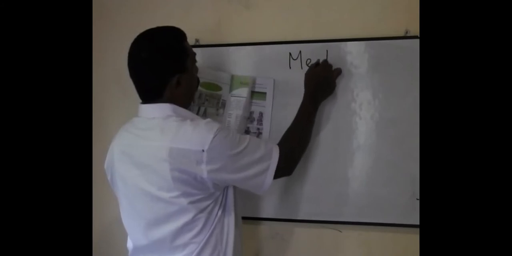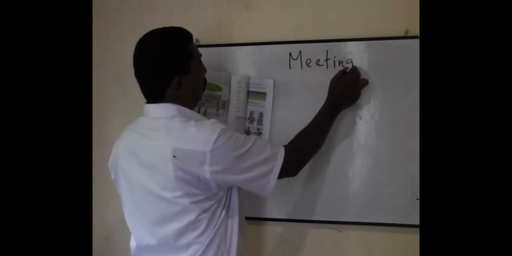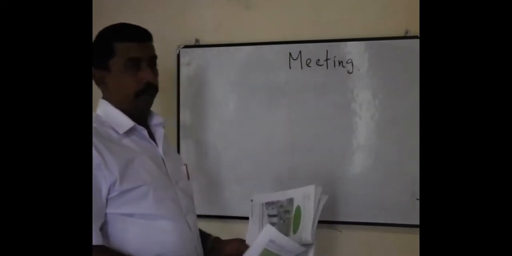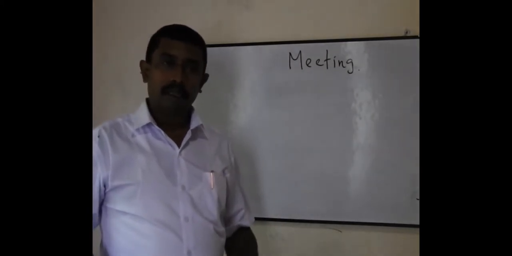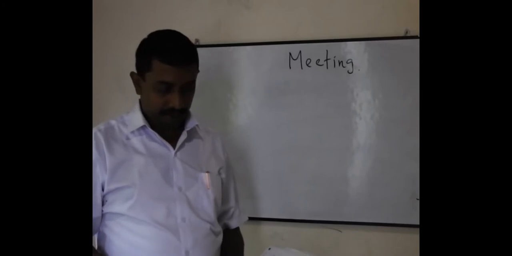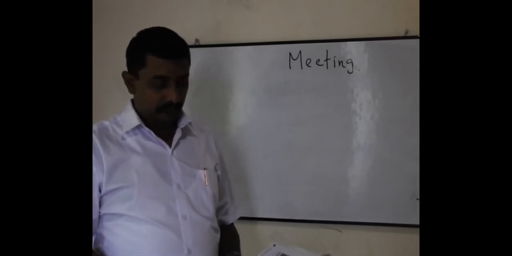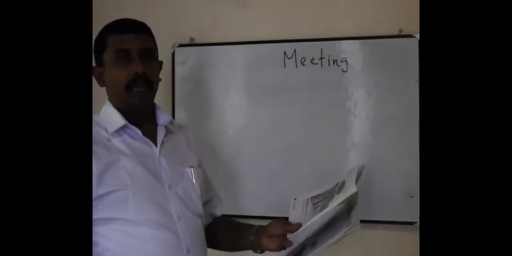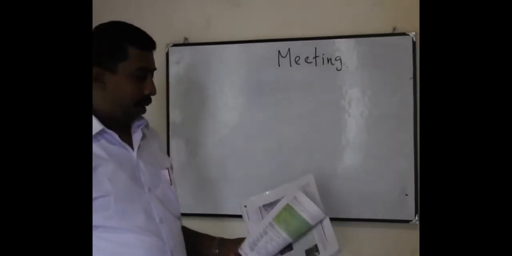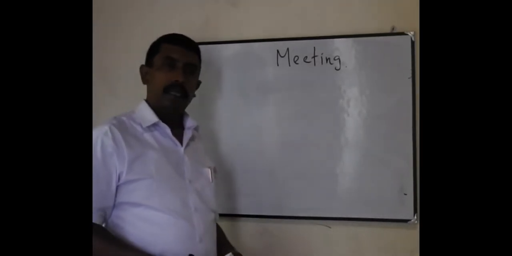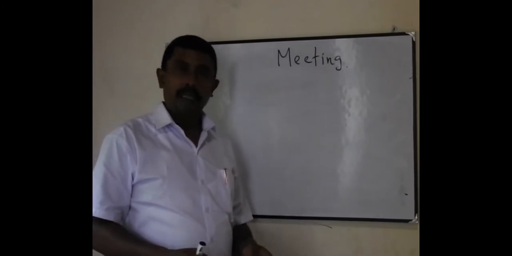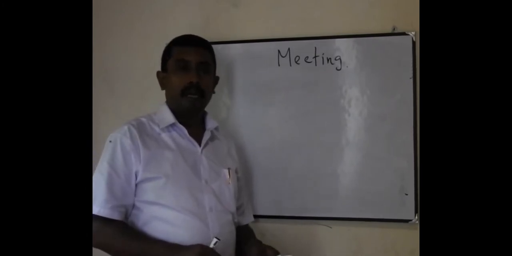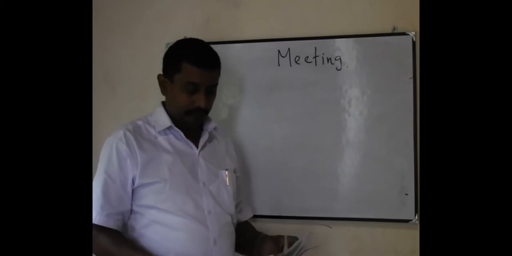Grade 9 lesson, meeting. Unit 3, meeting. What's a meeting? A gathering of people. Now, it's called Activity 1, Act it out. I think that you have watched two previous lessons and sharpened your knowledge by now.